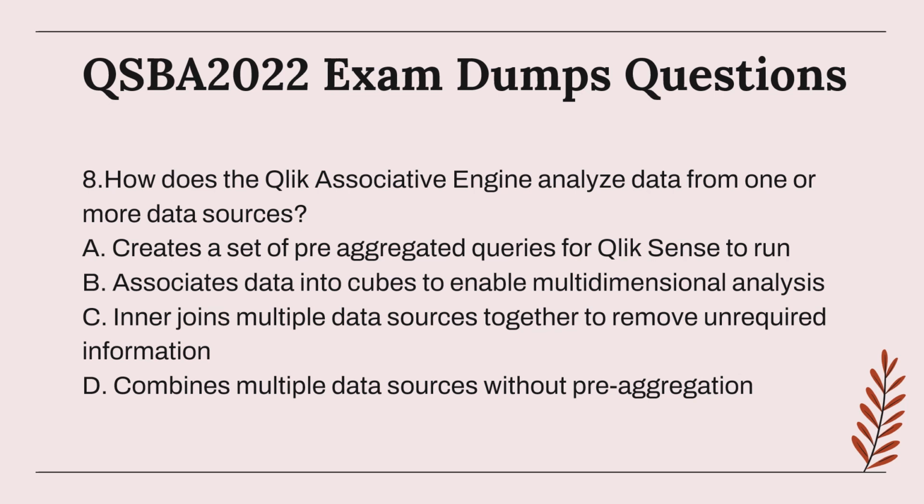8. How does the Qlik associative engine analyze data from one or more data sources? A. Creates a set of pre-aggregated queries for Qlik Sense to run. B. Associates data into cubes to enable multidimensional analysis. C. Interjoins multiple data sources together to remove unrequired information. D. Combines multiple data sources without pre-aggregation.